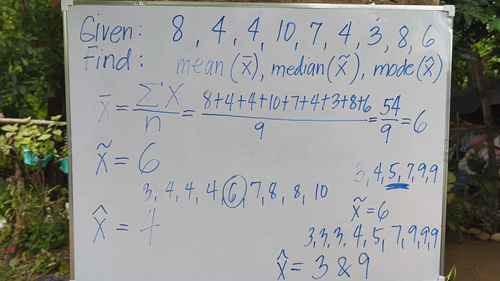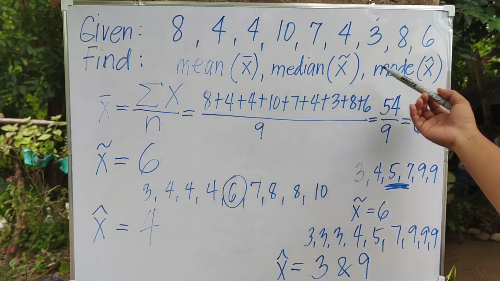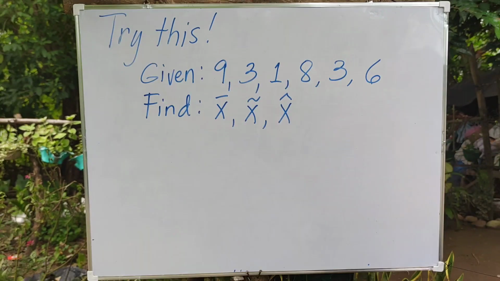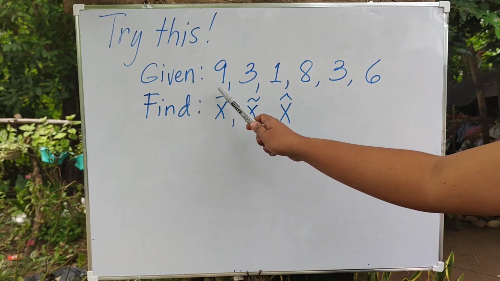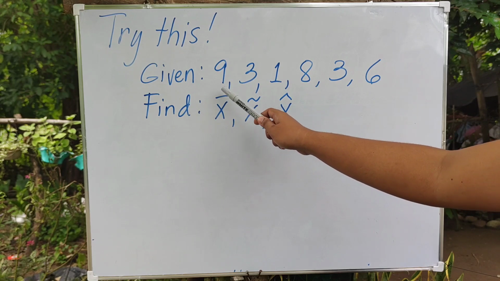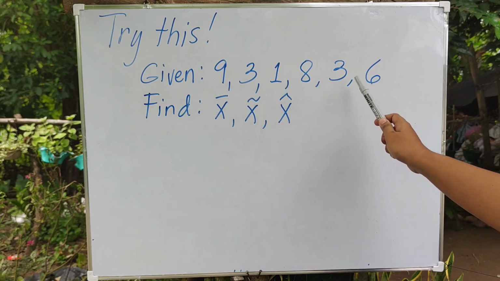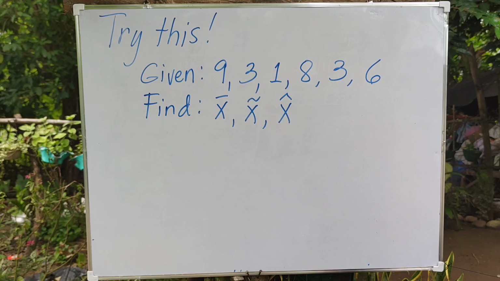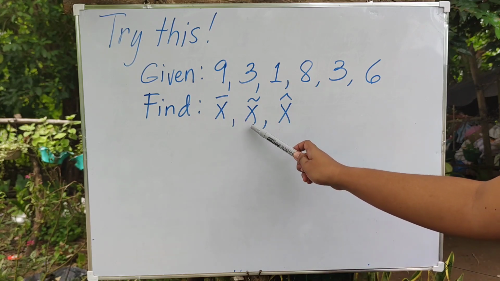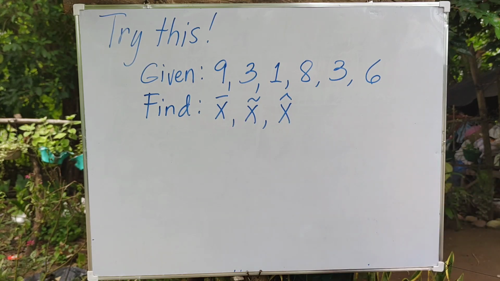So that's how we find the three kinds of averages: the mean, the median, and the mode. Now try this. Given values 9, 3, 1, 8, 3, 6. Find the mean value, the median value, and the modal value.